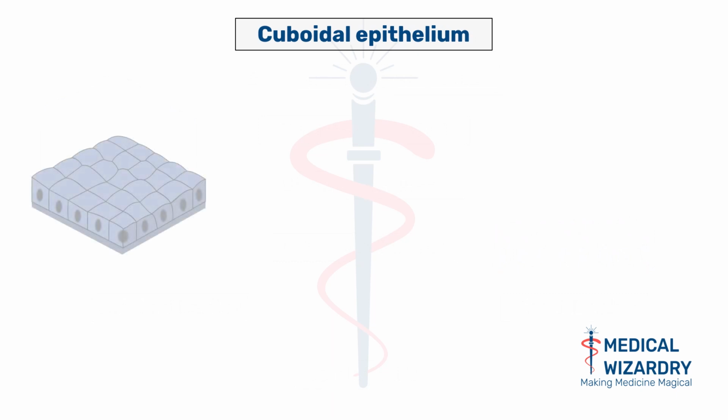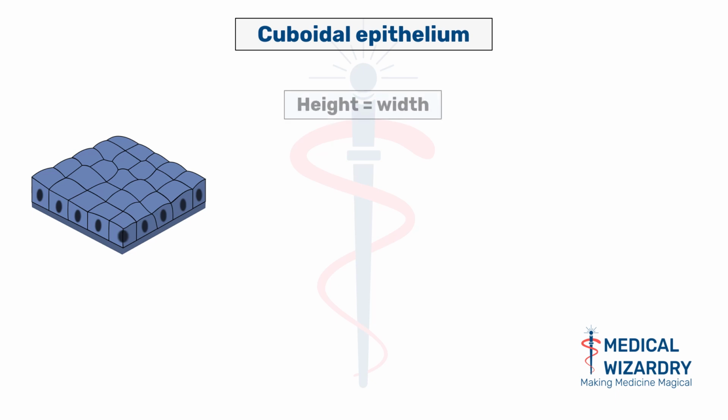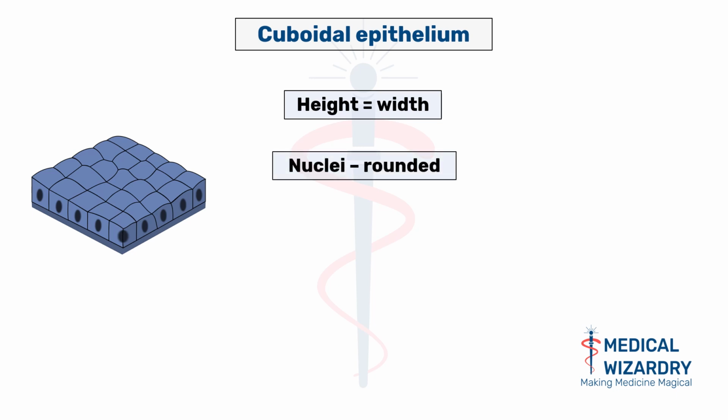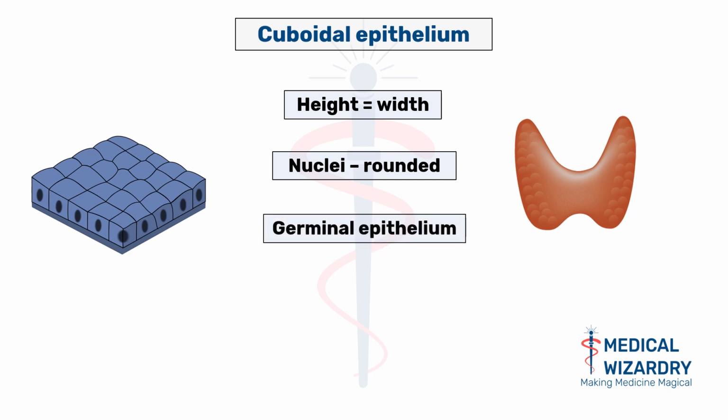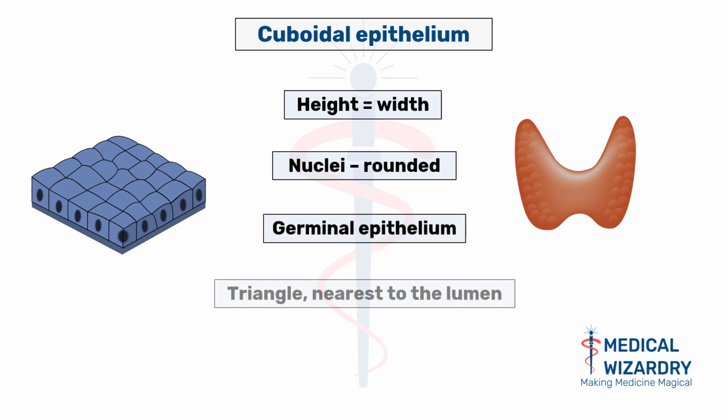Cuboidal epithelium can be said to be a variant of columnar epithelium, with the difference that the cells in the cuboidal epithelium have the same height and width, and rounded nuclei. A hallmark of cuboidal epithelium can be found in the follicles of the thyroid gland. The cuboidal epithelium lining the ovary surface is known as germinal epithelium. These cells acquire a triangular appearance when they are placed near the base of the epithelium, where they are compressed the most by the neighboring cells.